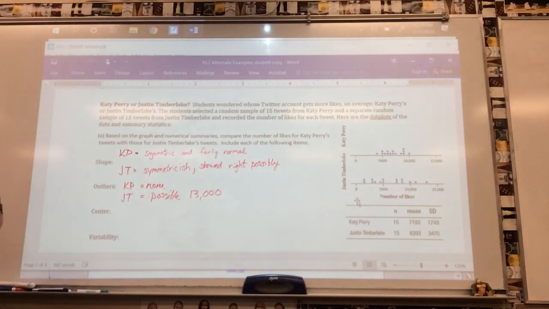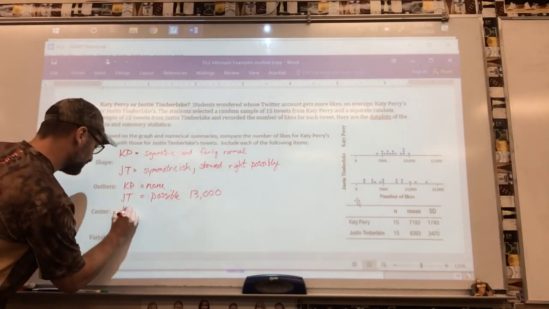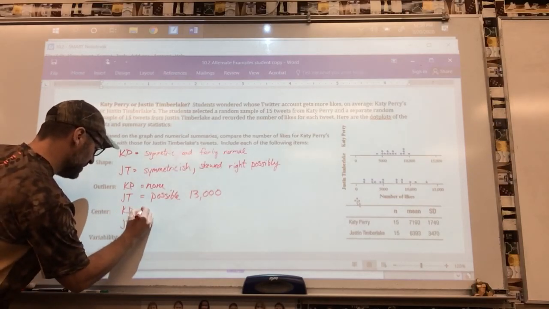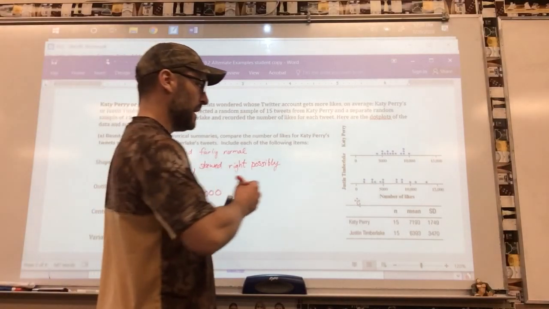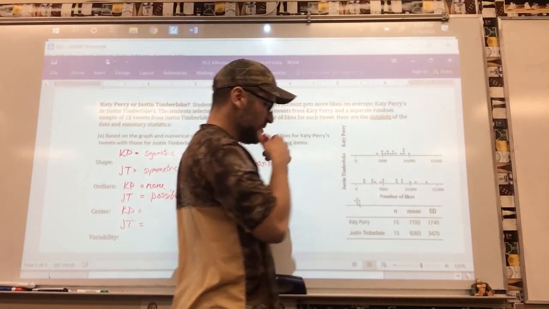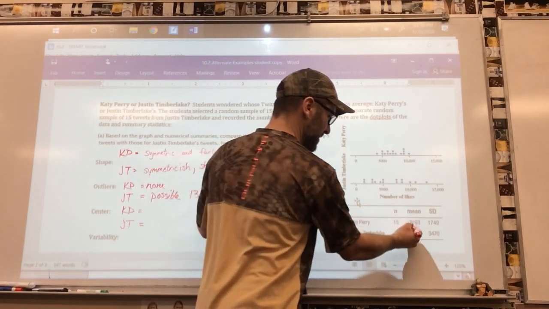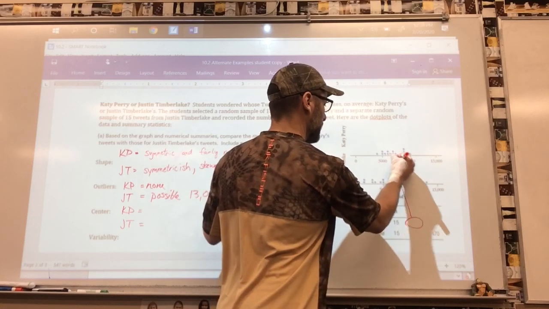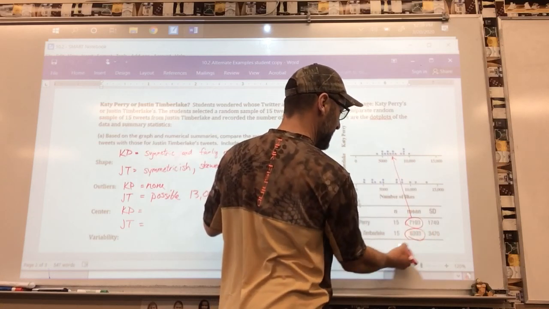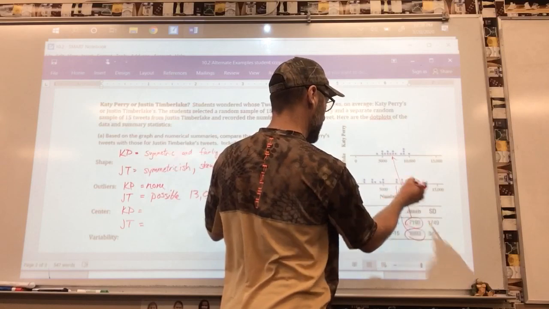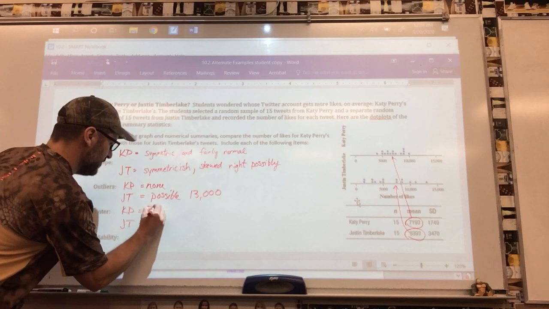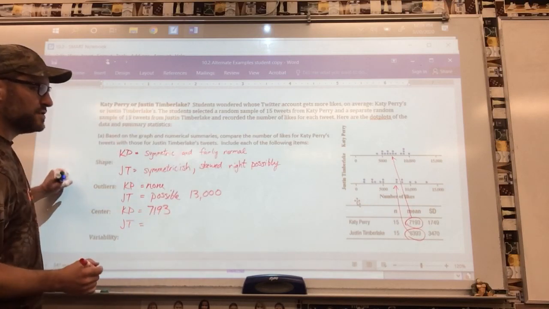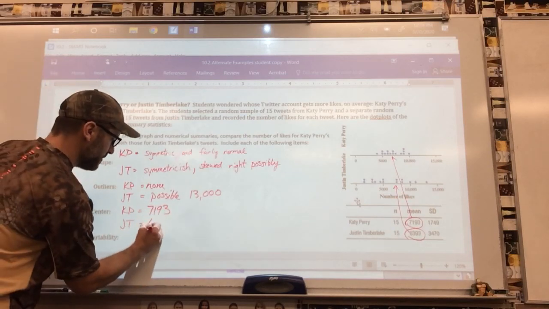So we have that. So the center for Katy Perry and for JT, and I'm not actually going to use the graphs. Katy Perry is right there. You might notice that Katy Perry has a mean listed, and that would correspond with that spot, and JT has a mean listed, and that corresponds about right in there. So center, I'm going to put 7193, and for Justin Timberlake, I'm going to put 6393.